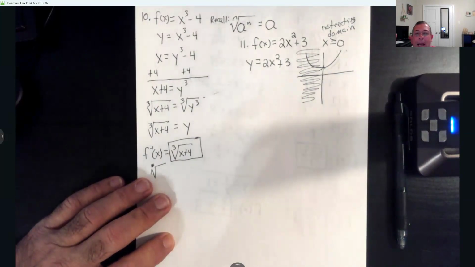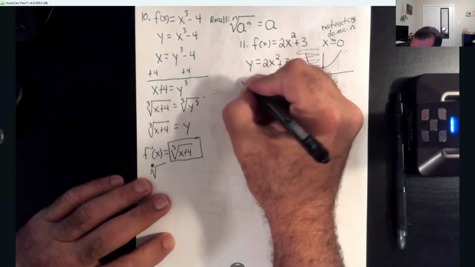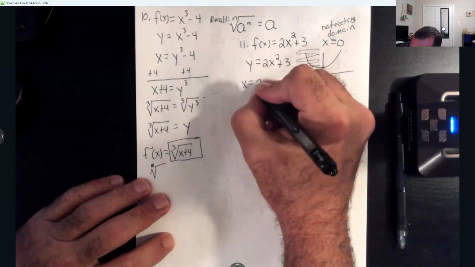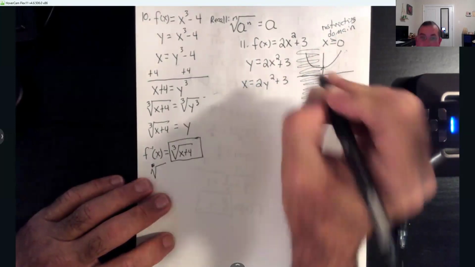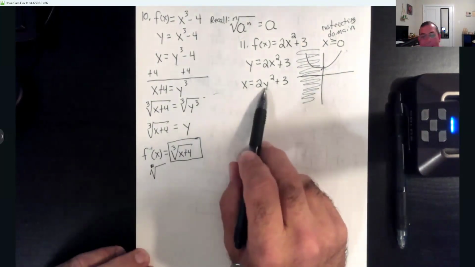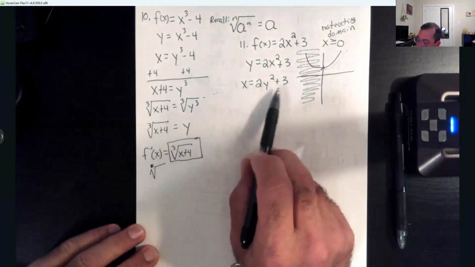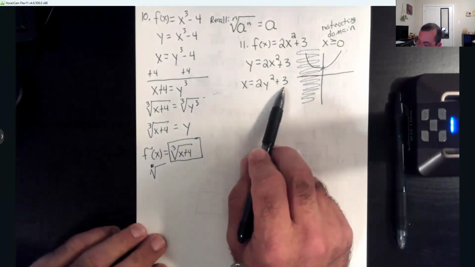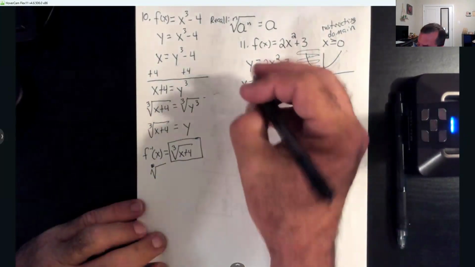Right, y'all, it's that time, right? We're going to switch our x and y. So x will equal 2y squared plus 3. So y'all, we need to solve this for the y. And it looks like we got a lot of work on this one because we got to move the 3. So we're going to do what? Subtract 3 from both sides.